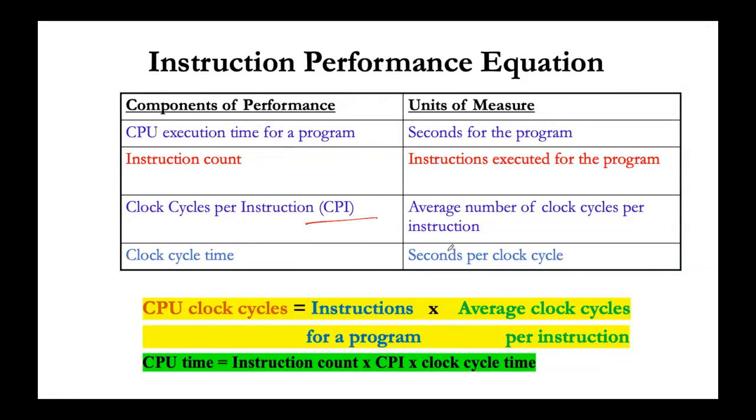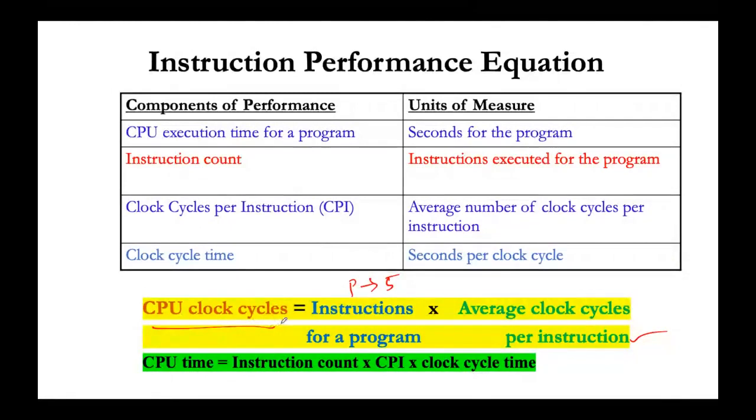And your clock cycles means the seconds per the clock. So by using these metrics or the measuring unit, you can write this: the CPU clock cycle is calculated as the number of instructions per program. If a program has, suppose, 5 instructions, then for every 5 instructions, what is the average clock time it is taking? That is the average clock cycles per instruction.